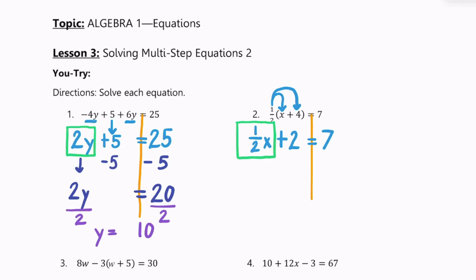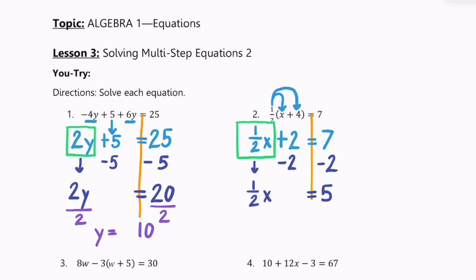So I put my variable in the box, the 1/2 x. So I need to get rid of that plus 2, and to get rid of it, I need to do the opposite operation. So I'm going to subtract 2, and if I have to move it over, I'm going to do the opposite on the other side as well. I'm going to bring down that 1/2 x. 7 minus 2 will leave us with 5.